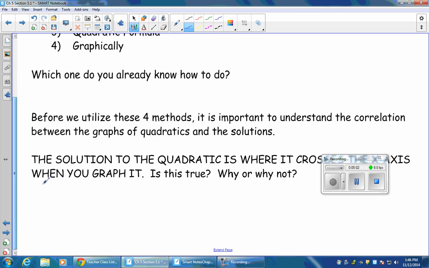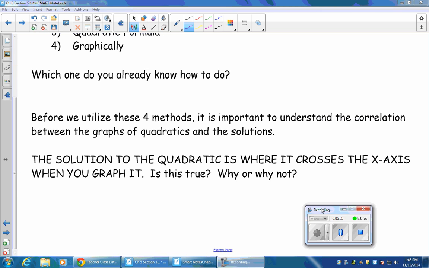So one of the big things that we want to talk about is that if you look at the graph of a quadratic, you look at the graph of a parabola, the solutions or the roots are where it crosses the x-axis, except sometimes the roots aren't real numbers, and that's where we're going to start talking about complex numbers. So at the moment, the answer is yes, that's all you've learned is where it crosses. But what if a parabola doesn't cross the x-axis? We're going to talk about what those roots are, or solutions. Okay, next page.